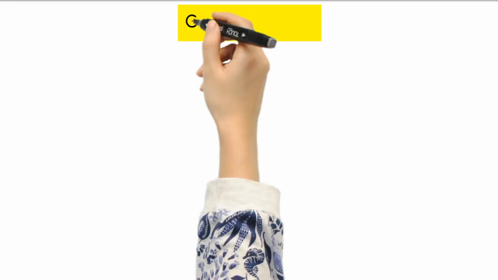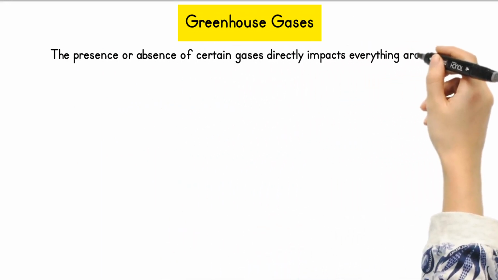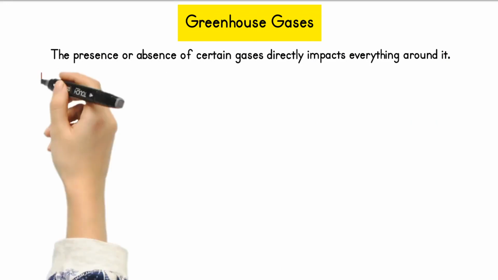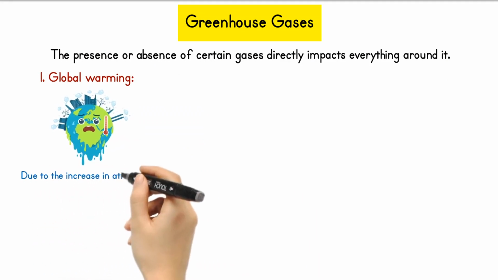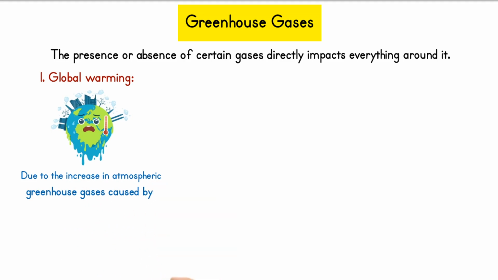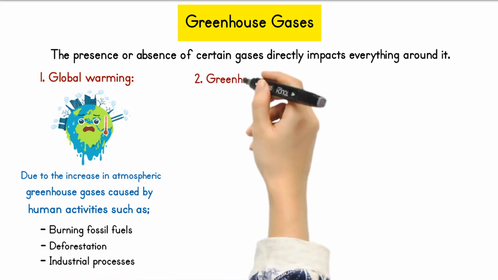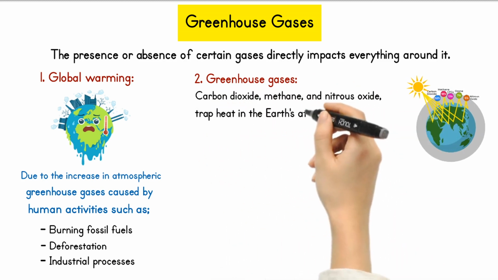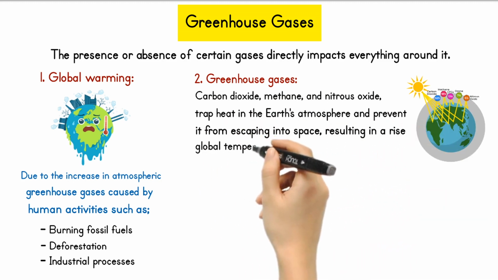Greenhouse gases. The presence or absence of certain gases directly impacts everything around it. For example, greenhouse gases impact the entire world. Global warming is the gradual increase in the Earth's average surface temperature, largely due to the increase in atmospheric greenhouse gases caused by human activities, such as burning fossil fuels, deforestation, and industrial processes. These greenhouse gases, such as carbon dioxide, methane, and nitrous oxide, trap heat in the Earth's atmosphere and prevent it from escaping into space, resulting in a rise in global temperatures.